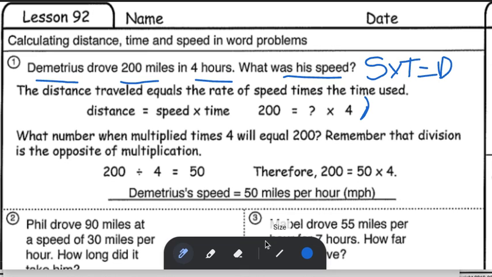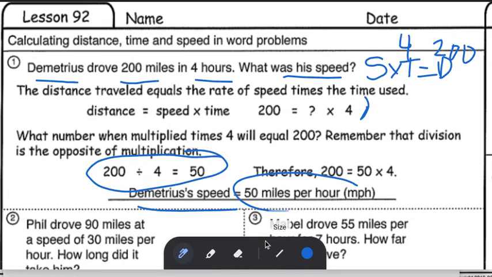In this problem, the speed we don't know. The time is 4 hours, so you put a 4 above the T. And the distance is 200 miles, so we put a 200 above the D. Now we have to figure out what number multiplied by 4 gives 200. So we're really doing 200 divided by 4. Split 200 into 4 parts, you get 50 in each part. Demetrius's speed is 50 miles per hour. That's the answer, 50 mph.